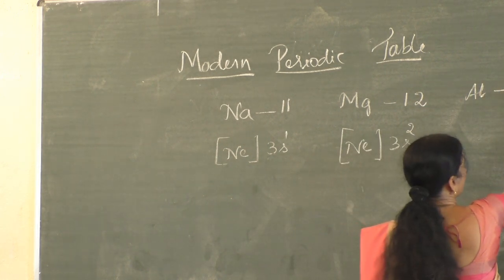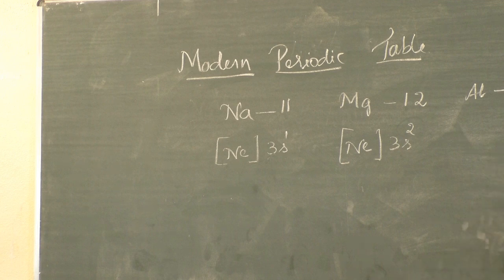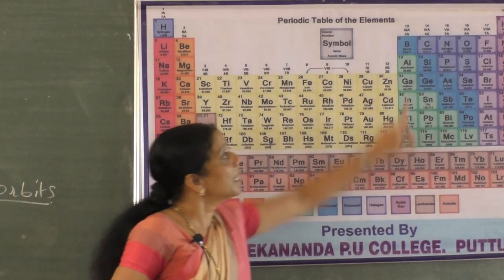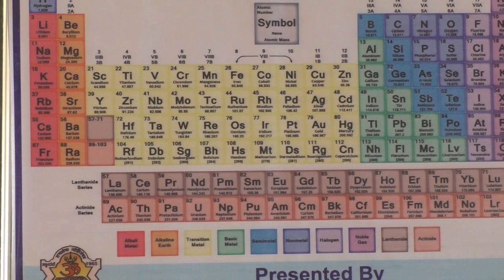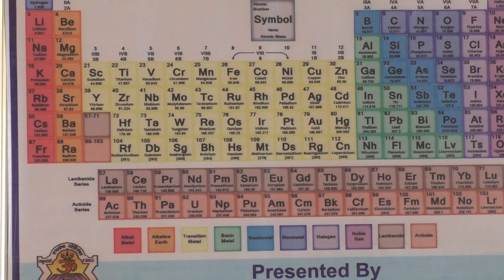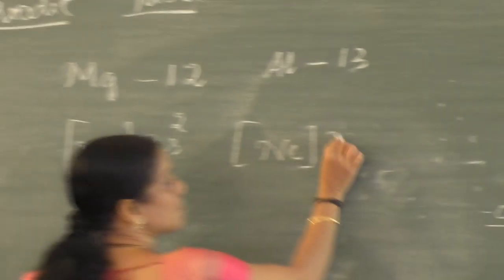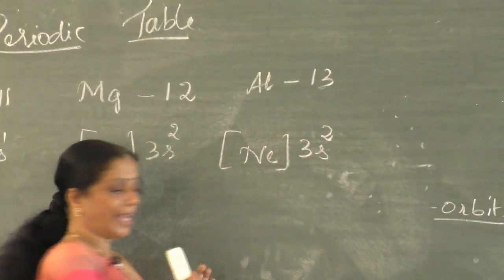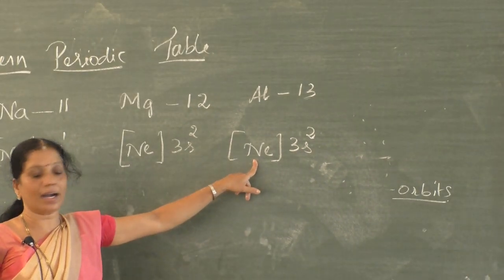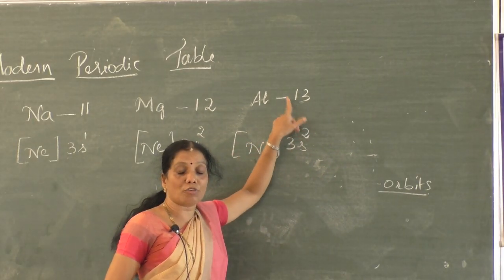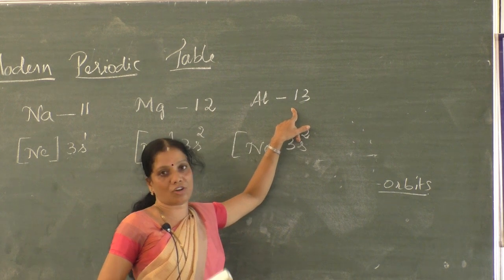What is the atomic number of aluminium? 13. You can see here aluminium with the atomic number 13, isn't it? Now, if I write the aluminium electronic configuration, we can use the noble gas configuration itself. Neon. Next comes 3s2. See, 10 electrons I have written here. How many electrons remain here? Out of the total 13 electrons, 3 electrons, isn't it?